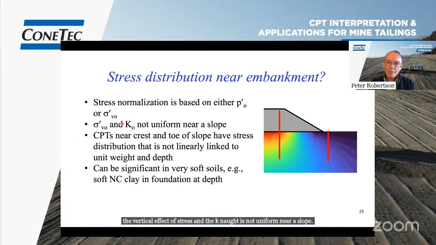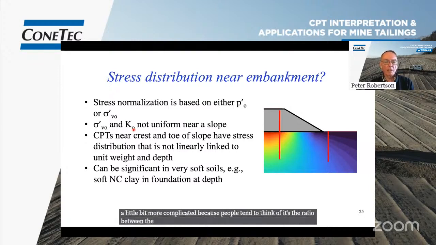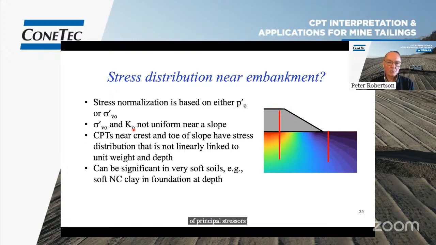In fact, the definition of K naught in a sloping ground condition is a little bit more complicated because people tend to think it's the ratio between the vertical to horizontal effective stress. But when you've got sloping ground, you get rotation of principal stresses. So K naught is not that easy to measure when you're near an embankment. But if you do CPTs near the crest or near the slope, then the stress distribution is strictly not linear. Here it's sort of a visual representation of it.